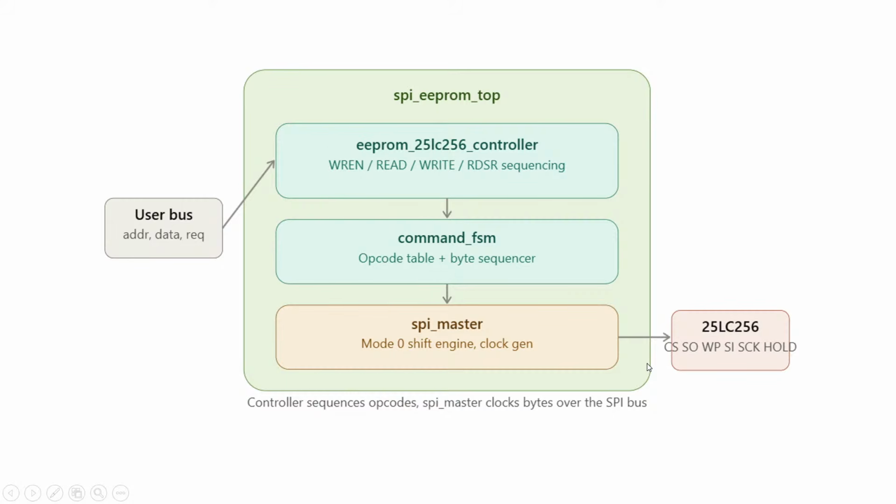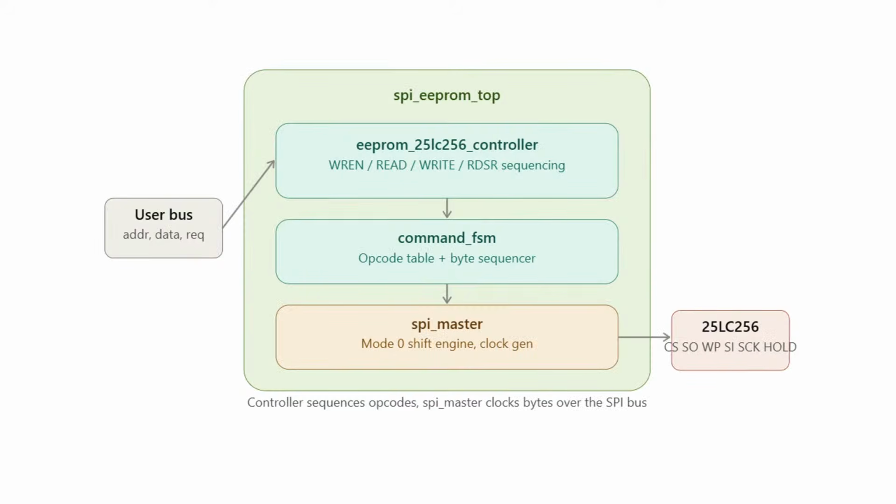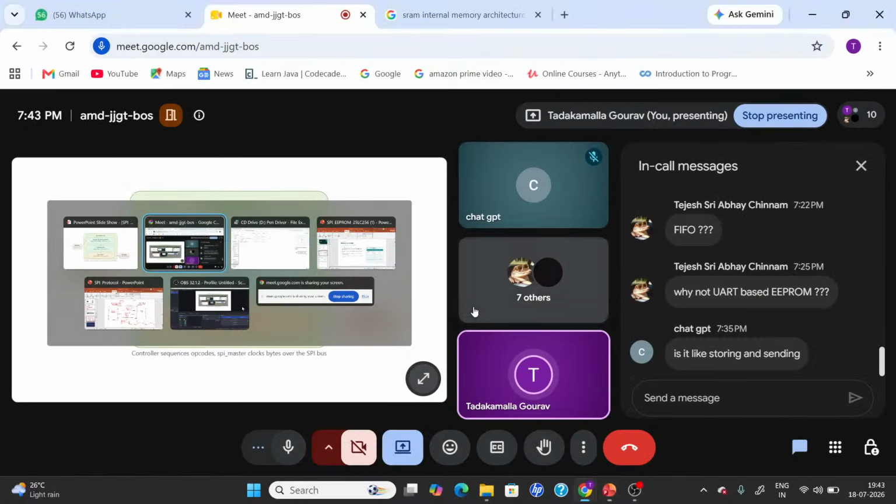Now, we are going to develop this EEPROM controller, command FSM and SPI master, and we are going to discuss what the role of each is and how to code them. We are going to discuss it in great detail. And yeah, so up to here, are there any doubts or any queries?